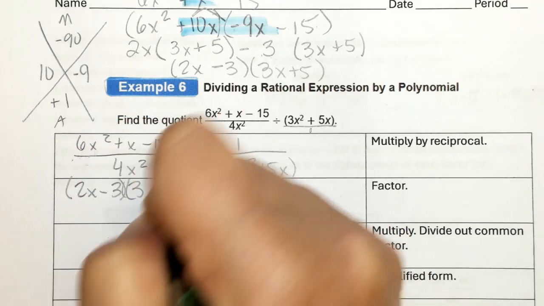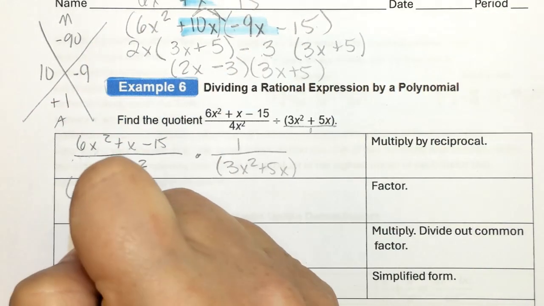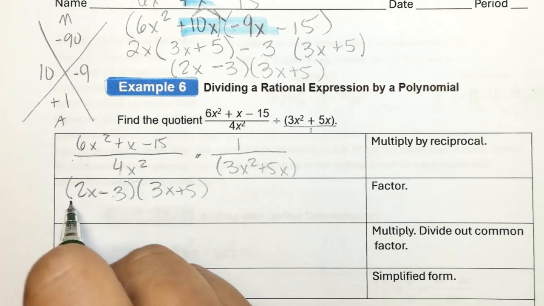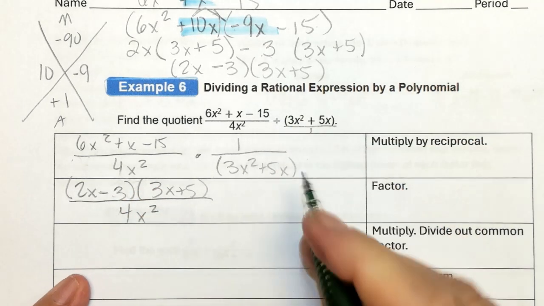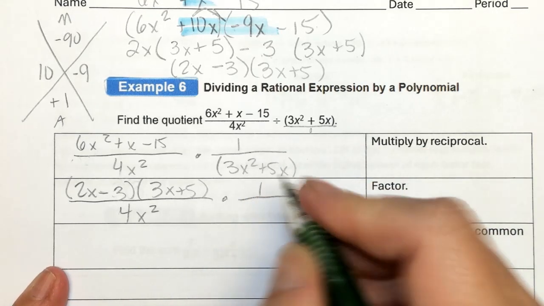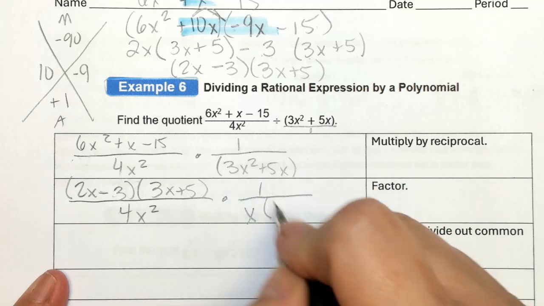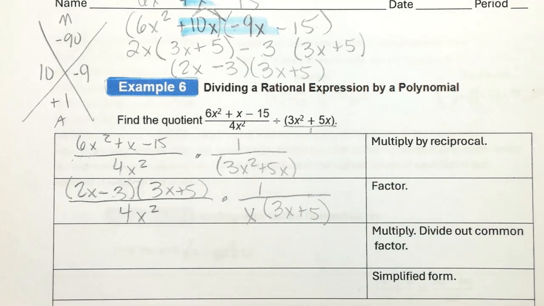Oh, I forgot the parentheses there. Oh, that looks ugly. Let me fix that. Sorry. So 2x minus 3, and then 3x plus 5. And then we have nothing to factor there, so that one was easy for us. And then this 3x squared plus 5x, they both have an x in common. So I could factor out the x, and that would leave me with 3x plus 5. All right, not too bad.